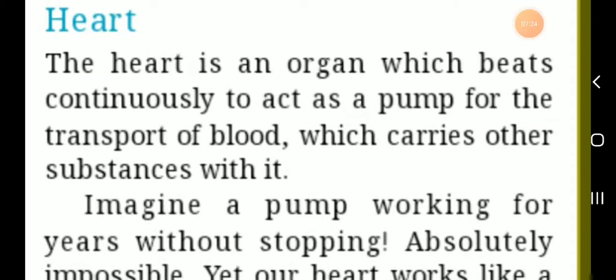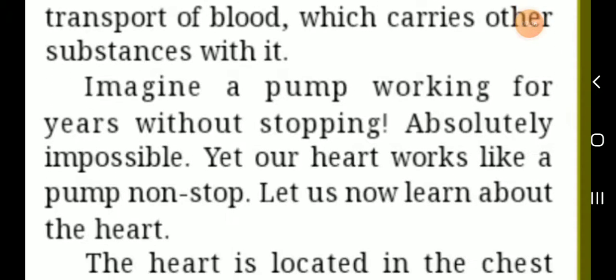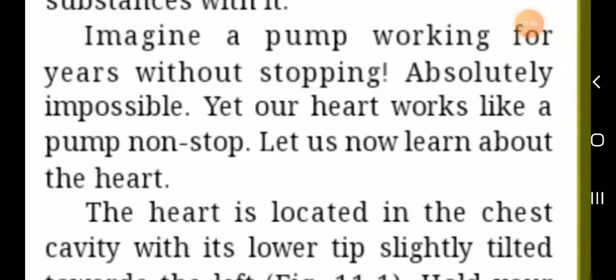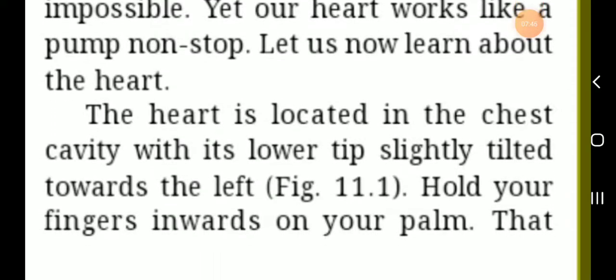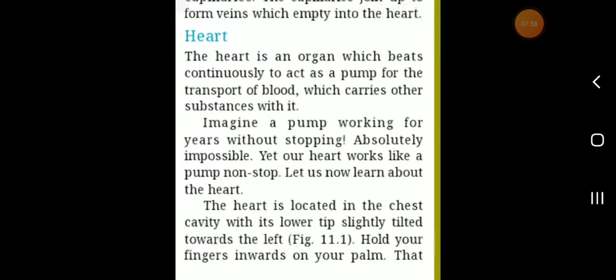What is heart? Heart is a muscular organ which beats continuously to act as a pump for the transport of blood. Imagine a pump working for years without stopping. Absolutely impossible. Yet our heart works like a pump non-stop. The heart is located in the chest cavity, slightly tilted towards the left. Hold your fingers inwards your palm.